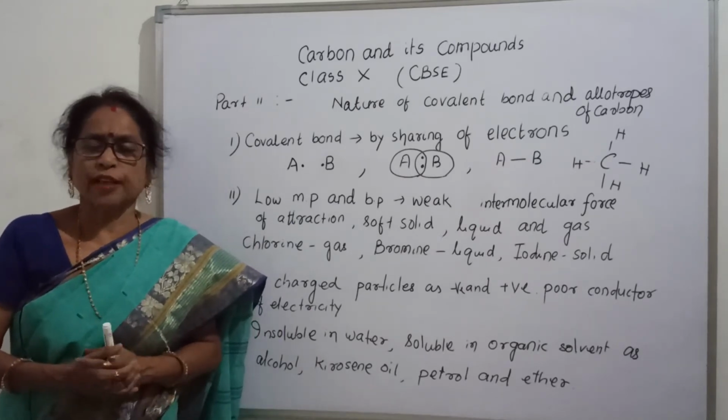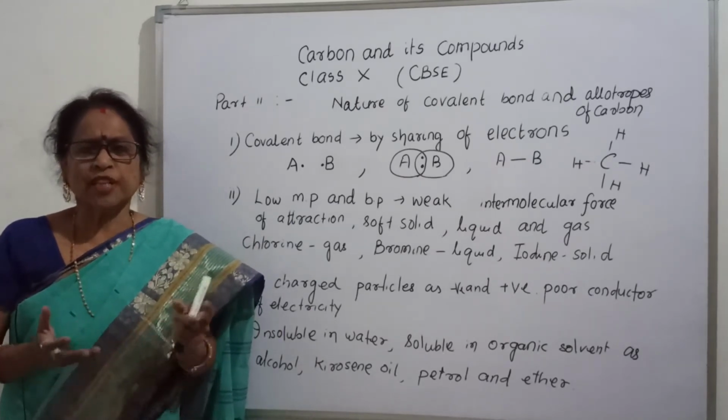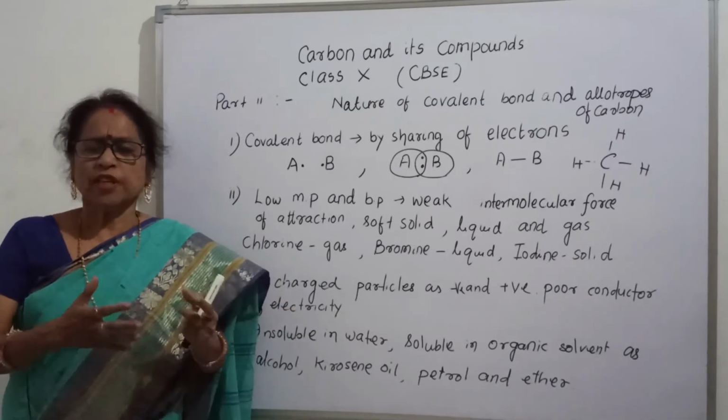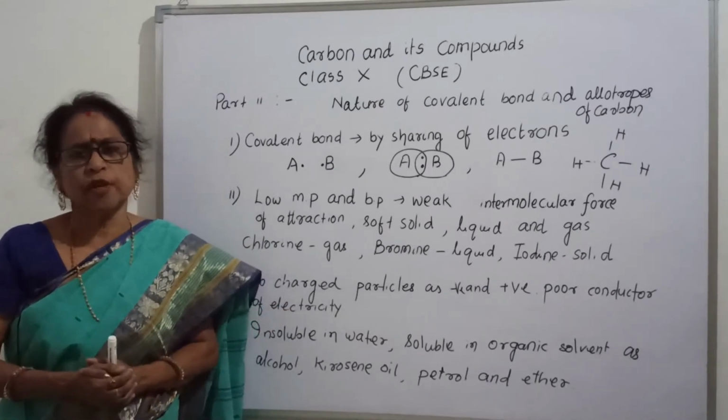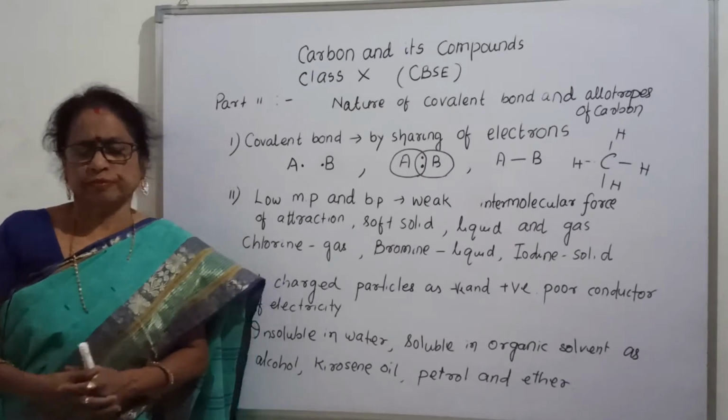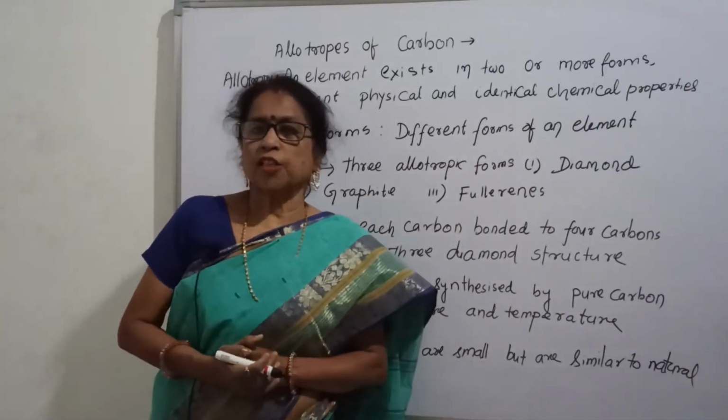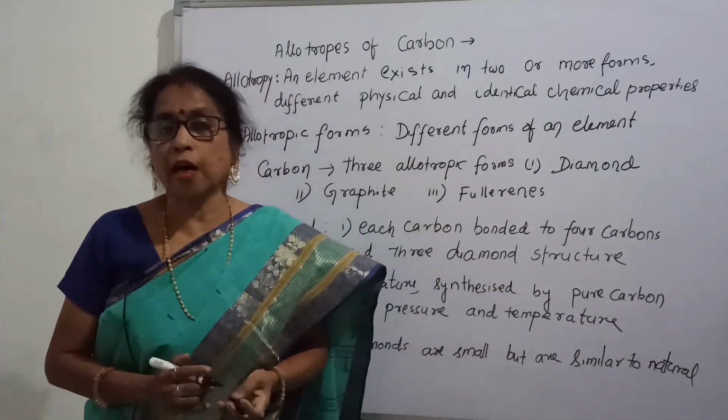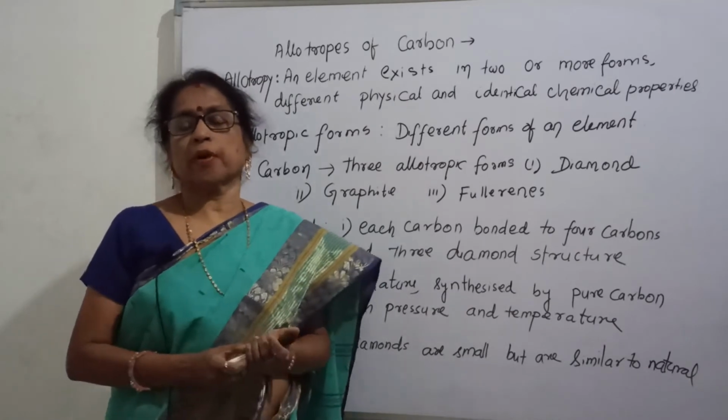You know graphite, you know diamond. Then what is the difference between graphite and diamond? What is called allotropes of carbon? We will see now. Now the next topic is allotropes of carbon. What is allotropes of carbon?